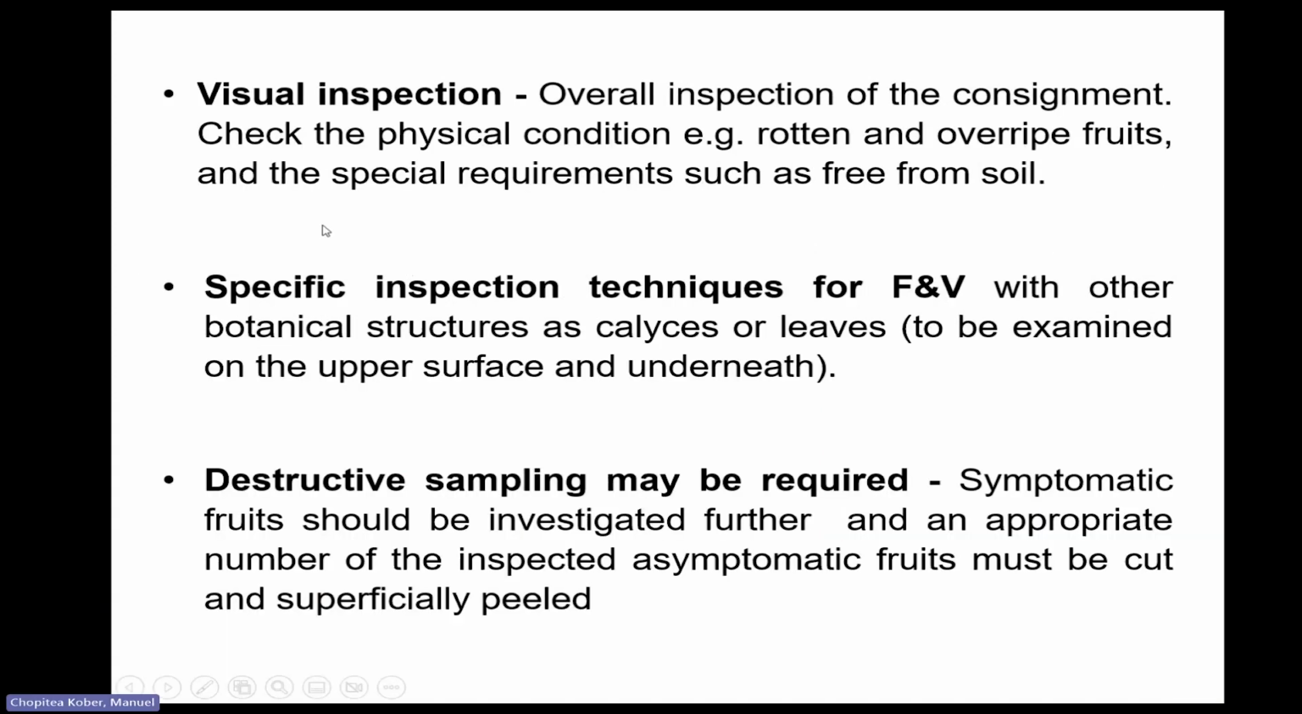So the way they do the inspection is visual inspection. They check the commodity, the fruit, the plant, or the leaves to see everything is right. Is there any soil? Soil might have nematodes. They check different parts of the plants. For example, if they know the biology of the insect, they might check leaves. Is it underneath the leaves? Is it the upper side?